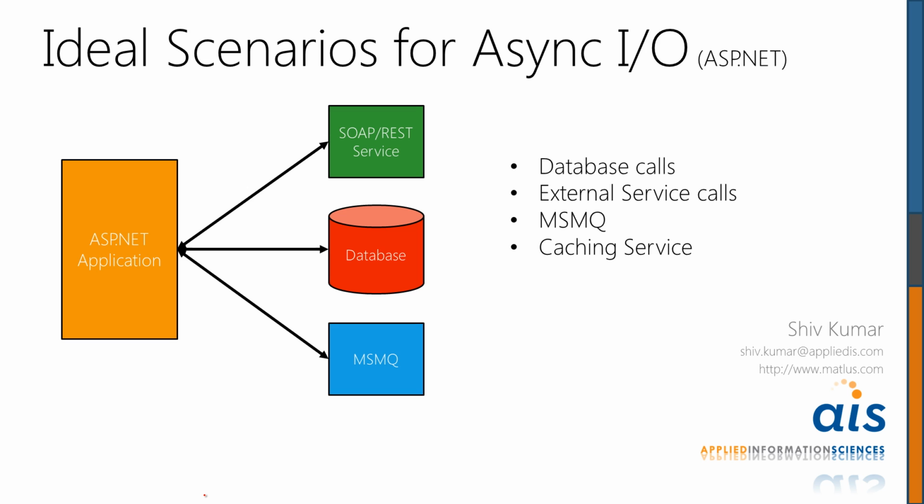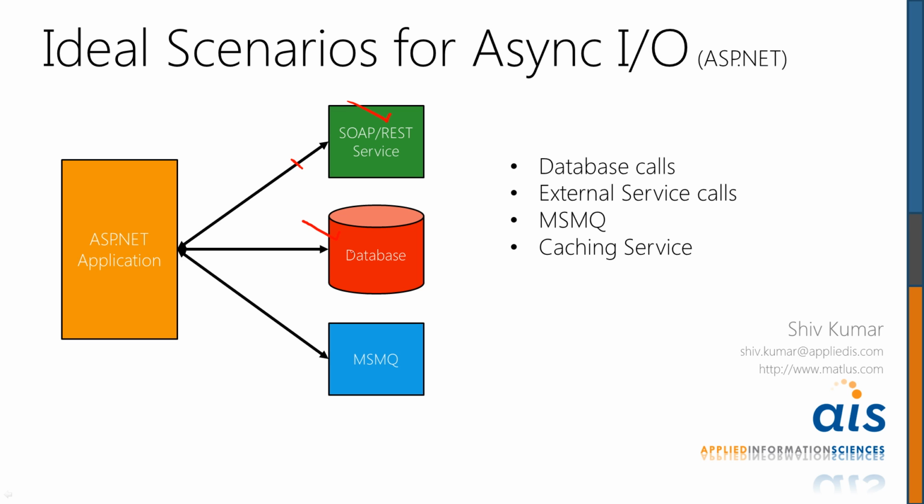Okay, so some of the scenarios in which you should or could be using async I/O. This is the typical scenario where you have an ASP.NET application that is using one or more of these things. You are typically using one or more service calls. So from your main ASP.NET application, you probably would be calling other services that are either SOAP, REST, or just some TCP/IP, in other words, async I/O calls being made here. You are calling a database, which is also asynchronous.